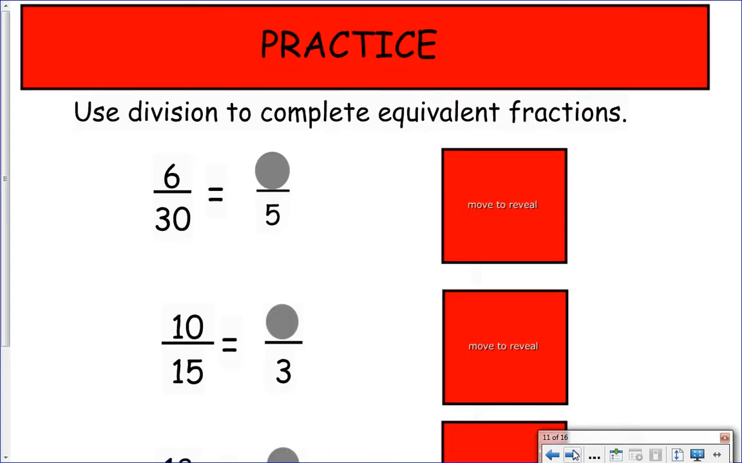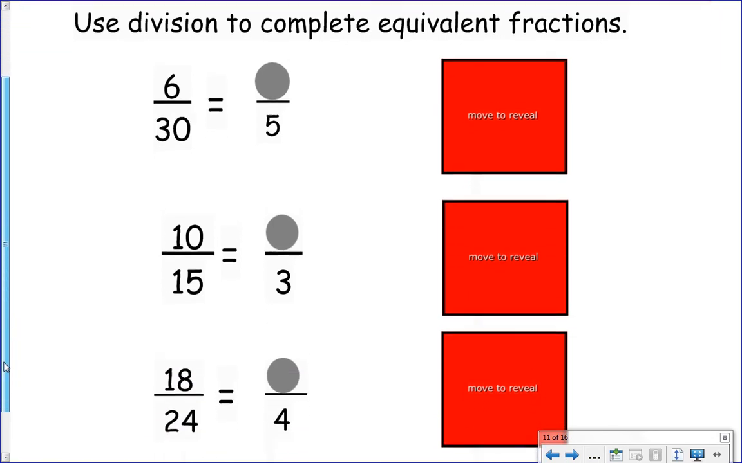Okay, so let's practice that. Go ahead and pause the video, and you're going to work on these 3 practice problems using division.